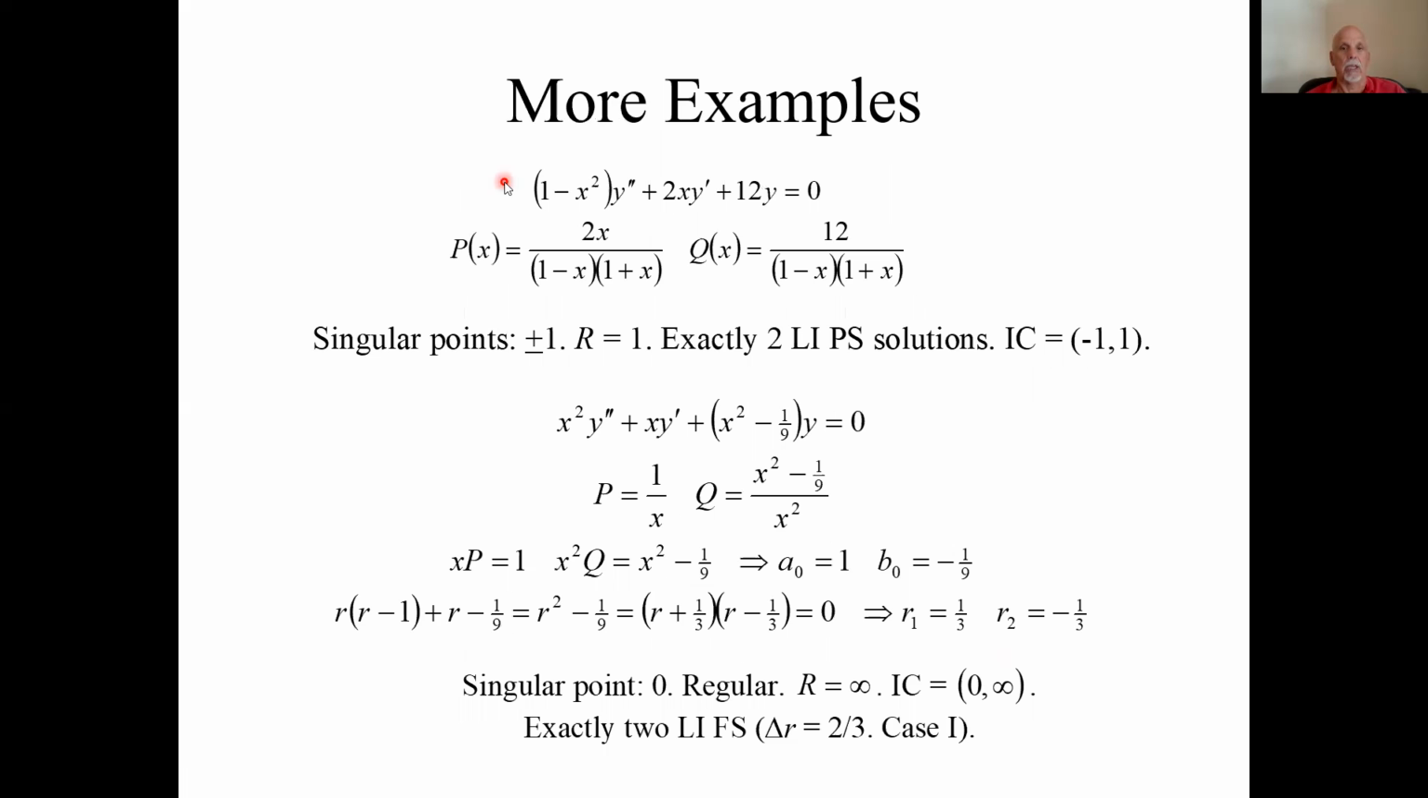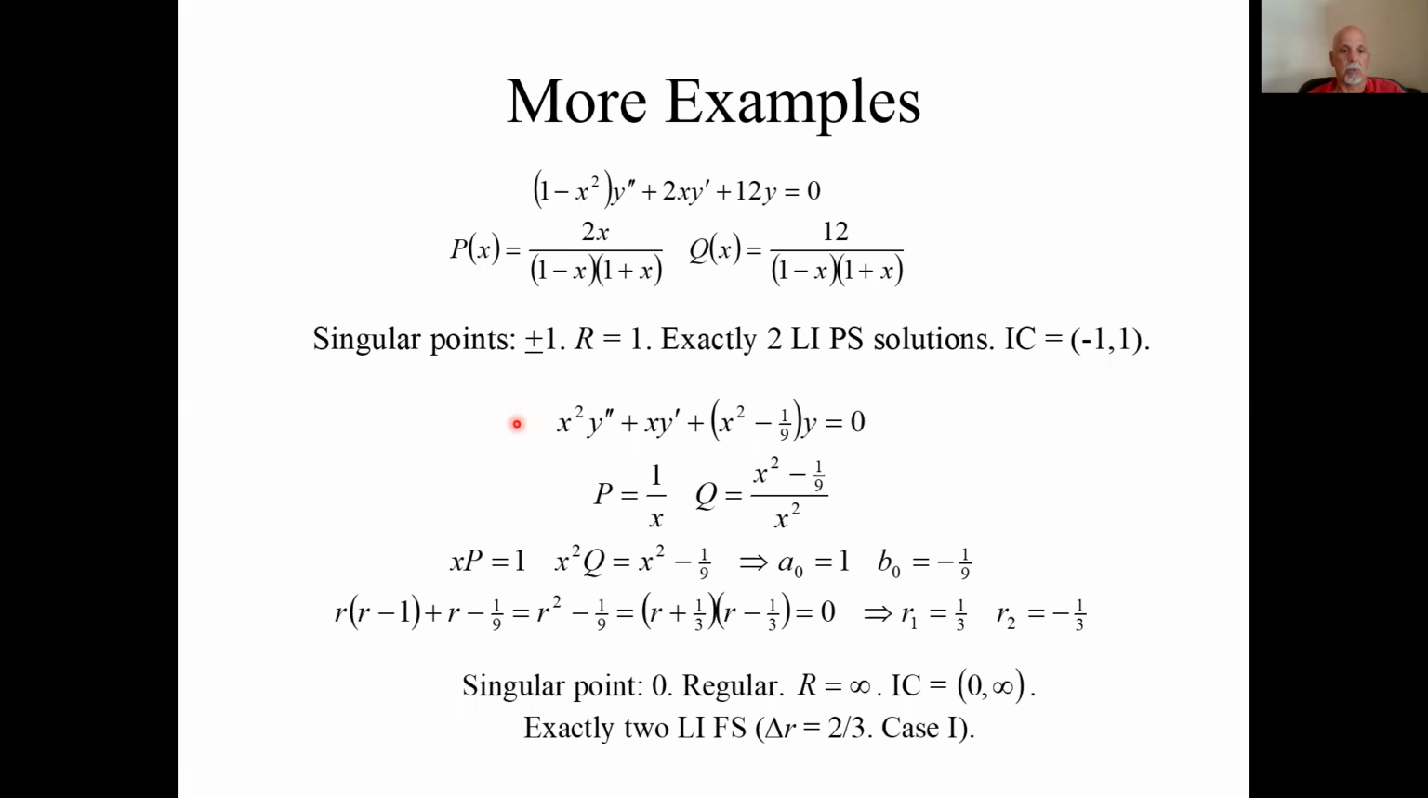Another example, this guy. Put it into standard form. I get this for P, this for Q, and 0 is an ordinary point. So we're guaranteed exactly 2 linearly independent power series. The radius of convergence will be 1, the distance from 0 to 1 or minus 1. So here's the interval of convergence, minus 1 to 1. We don't have to mess with additional roots in this case.